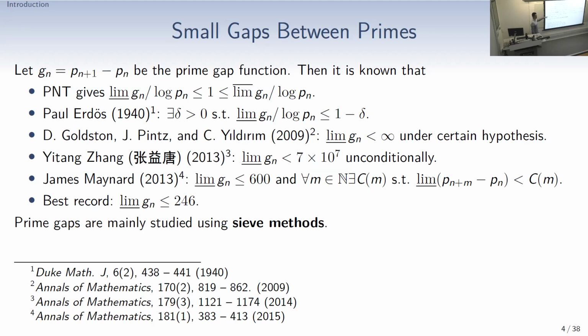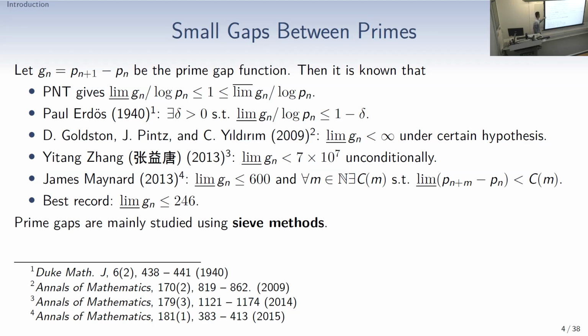And later in 2013, the Chinese mathematician Zhang Yitang modified the work of these three people, G, P, and Y. He modified the method of GPY and then showed that we can make g_n smaller than 70 million infinitely many times. And I will also explain why he obtained 70 million instead of any larger number.